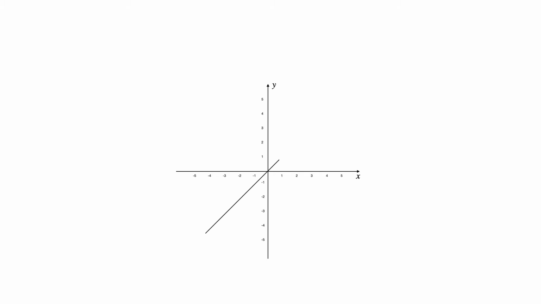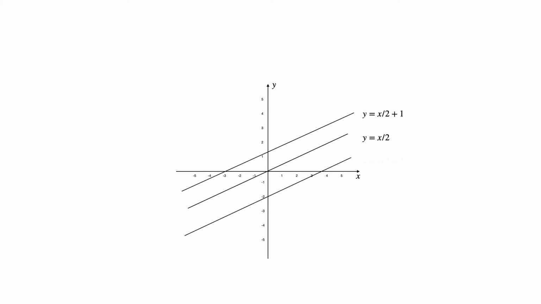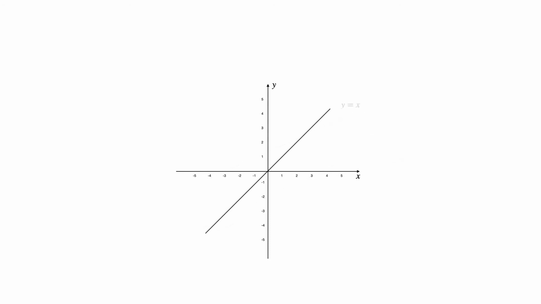As m gets further away from 0, the gradient becomes steeper. The closer m gets to 0, the shallower it becomes. If you have more than one line with the same gradient, these lines will be parallel. If m is positive, then it slopes upwards from left to right, and if it is negative, it slopes upward from right to left.